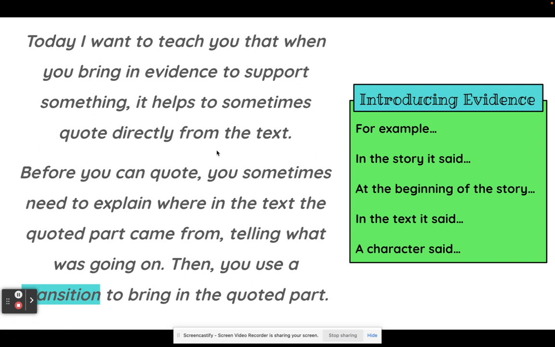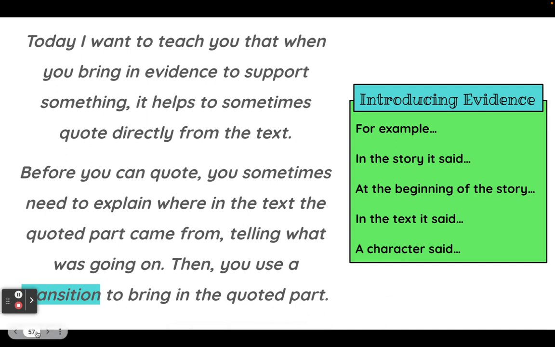But today, I want to teach you that when you bring in evidence to support something, it helps to sometimes quote directly from the text. So, before you can quote, you sometimes need to explain where in the text that part came from, telling what was going on. Then you use a transition to bring in the quoted part. Like you might use things like, for example, in the story, it said, at the beginning of the story, in the text it said, or a character said. So you got to sometimes use these little transition words to help your reader know what you're talking about.